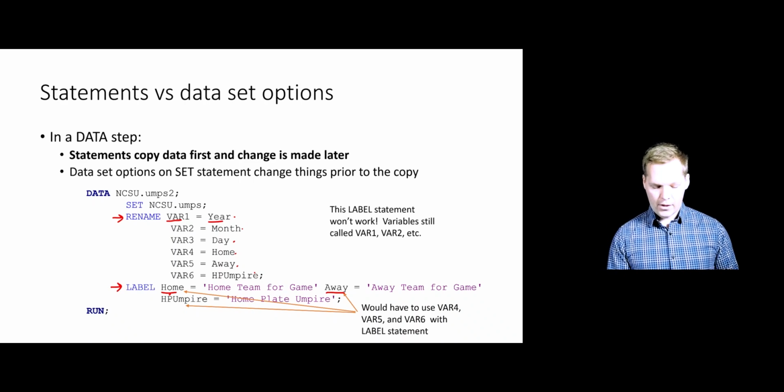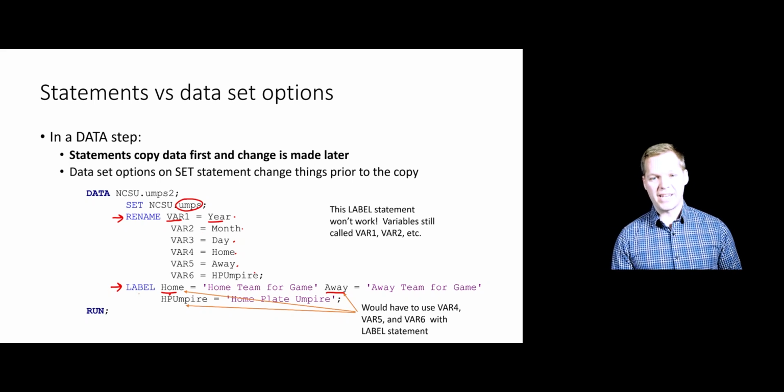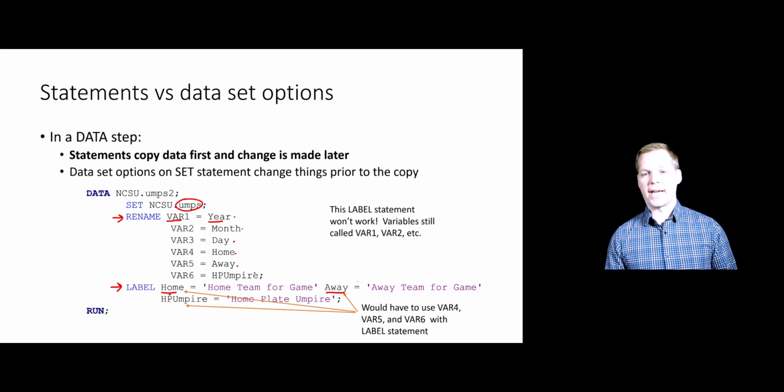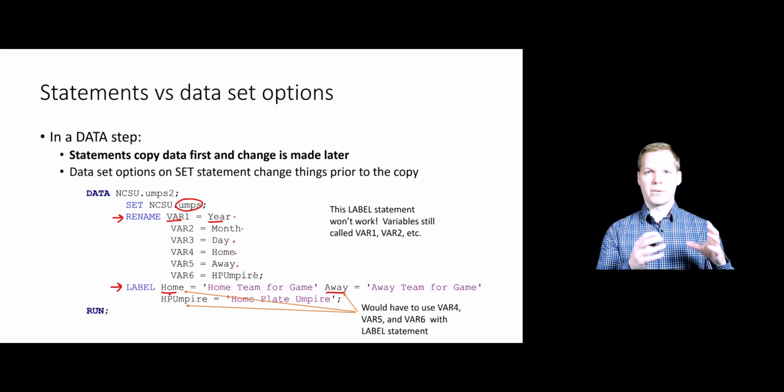So again, we have copied over this data set that has var1 through var6 as its variable names, and so when I go to use my label statement, I need to reference home as var4 in this case, away as var5, and HP umpire as var6, because that is how those variables look within the data step itself.